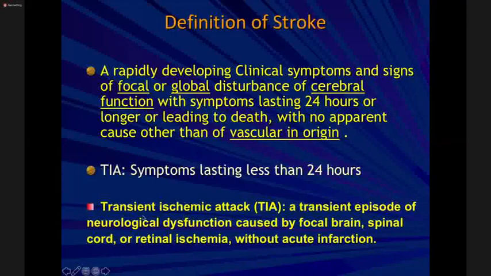So the present definition of transient ischemic attack is a transient episode of neurological dysfunction caused by focal brain, spinal cord, or retinal ischemia without acute infarction. To confirm that there is no acute infarction, you have to have an MRI and confirm that there are no infarcted cerebral cells.